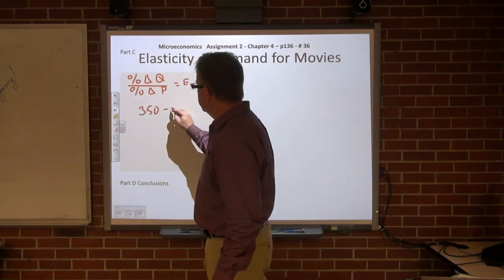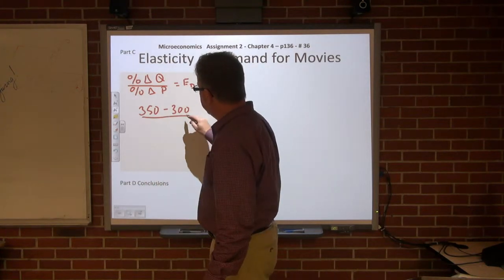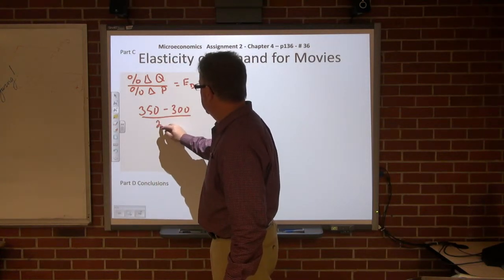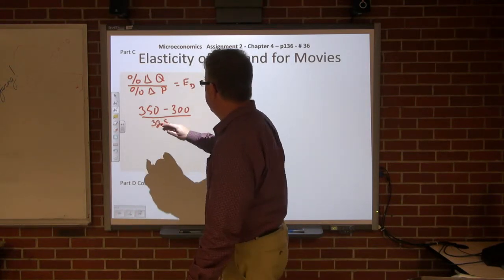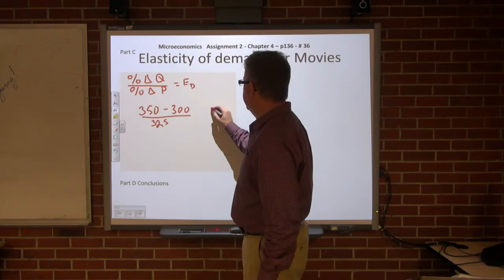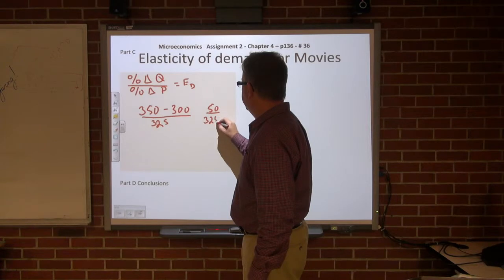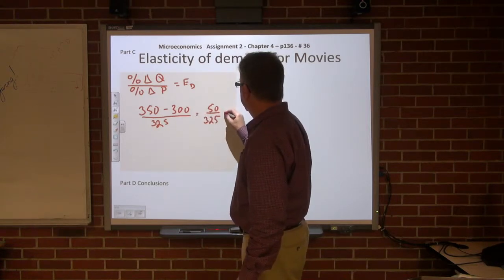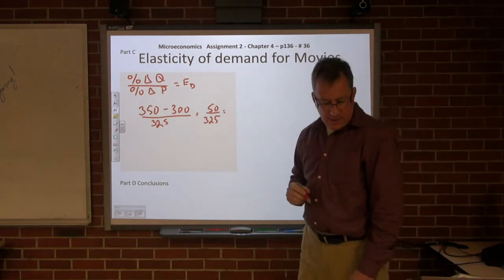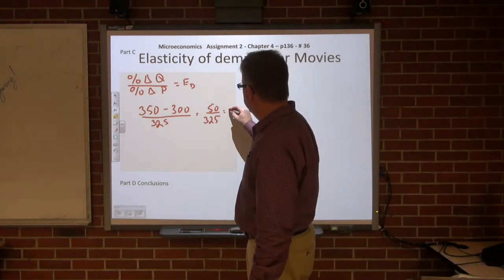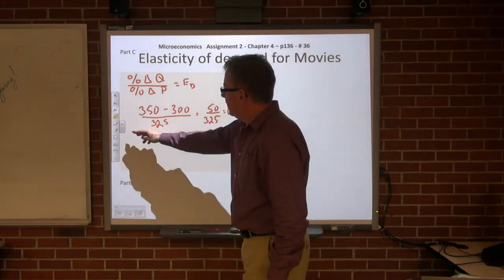350 to 300. So we simply subtract the two of those, and then we take the average of the two of those, which is 325. So that's 350 minus 300 is 50 over 325. And 50 over 325 is 0.14. And so that's that.